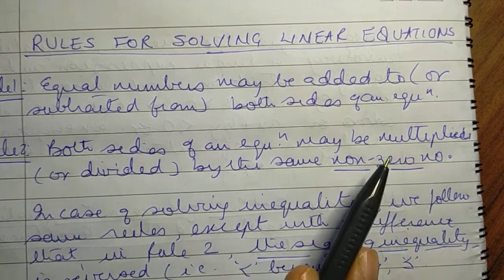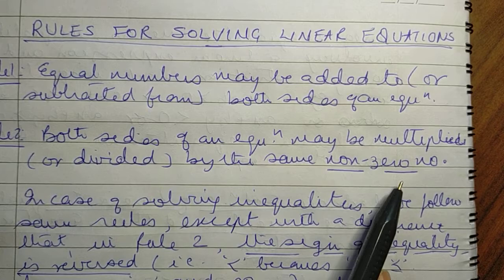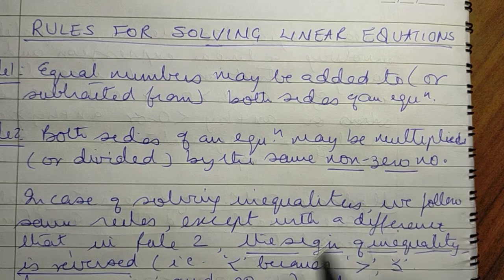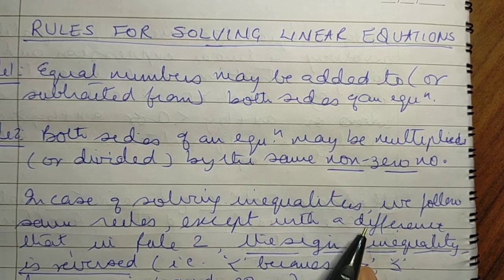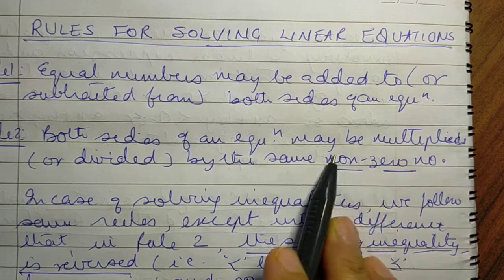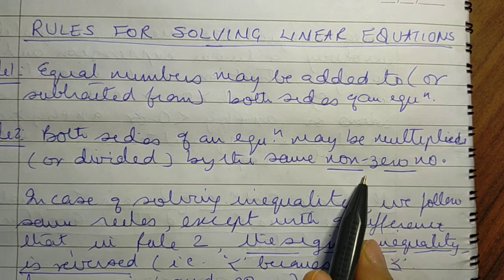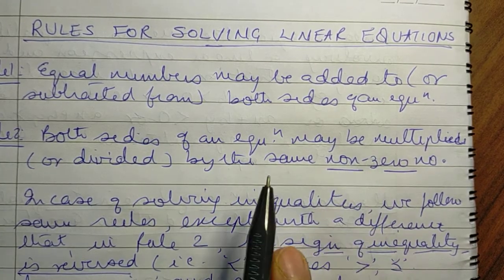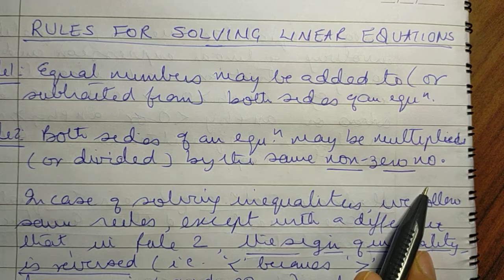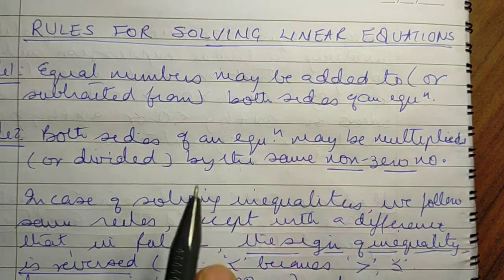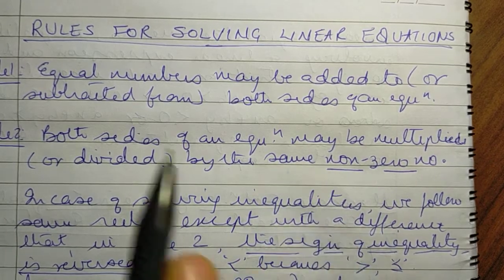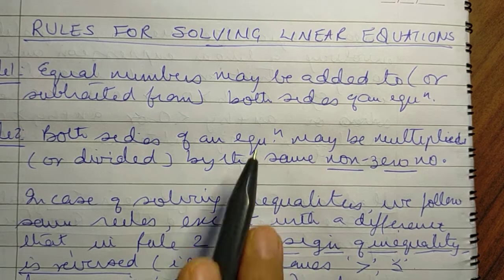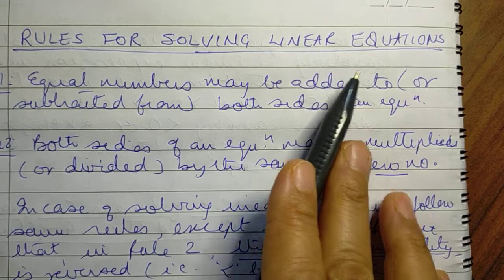Similarly, both sides of an equation may be multiplied or divided by the same non-zero number, obviously, because if you multiply both by 0, it is just 0 equal to 0. So we just have one constraint, that we are multiplying or dividing by the same non-zero number. It may be positive, it may be negative, equality remains the same. Now while solving linear inequalities, we observe that rule 1 remains the same. We can apply it in the same manner as we did for linear equations.